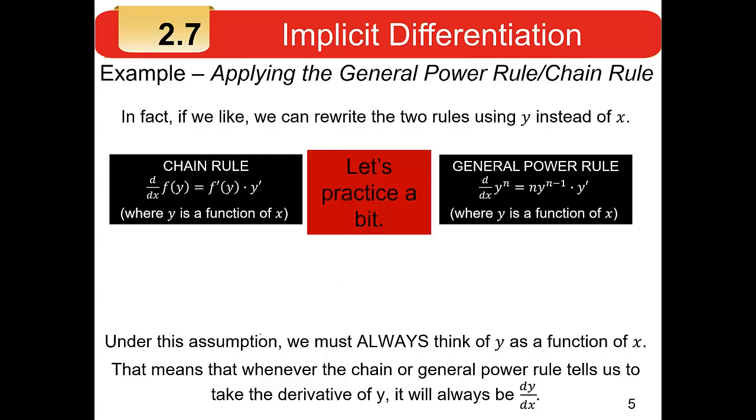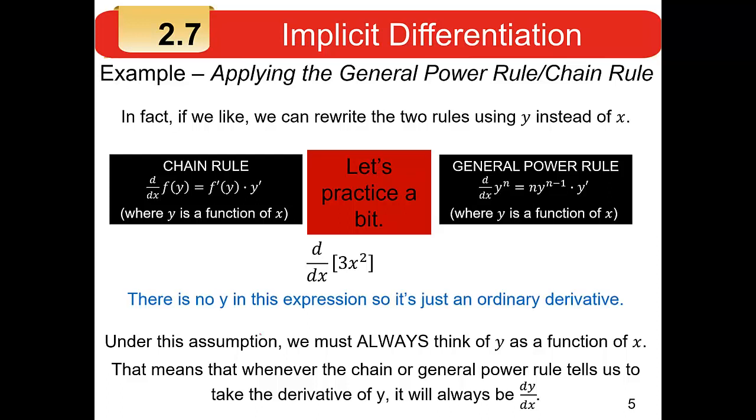Let's do this little practice I've been promising. Suppose I ask you to find the derivative of 3x squared. Here's what should go on in your mind. In your mind, you should say, okay, there is no y in there. If there's no y in the expression, it's just an ordinary derivative. So the derivative of 3x squared is just 6x by the power rule. No y in there. It's just an ordinary derivative that we've been doing for a while now.